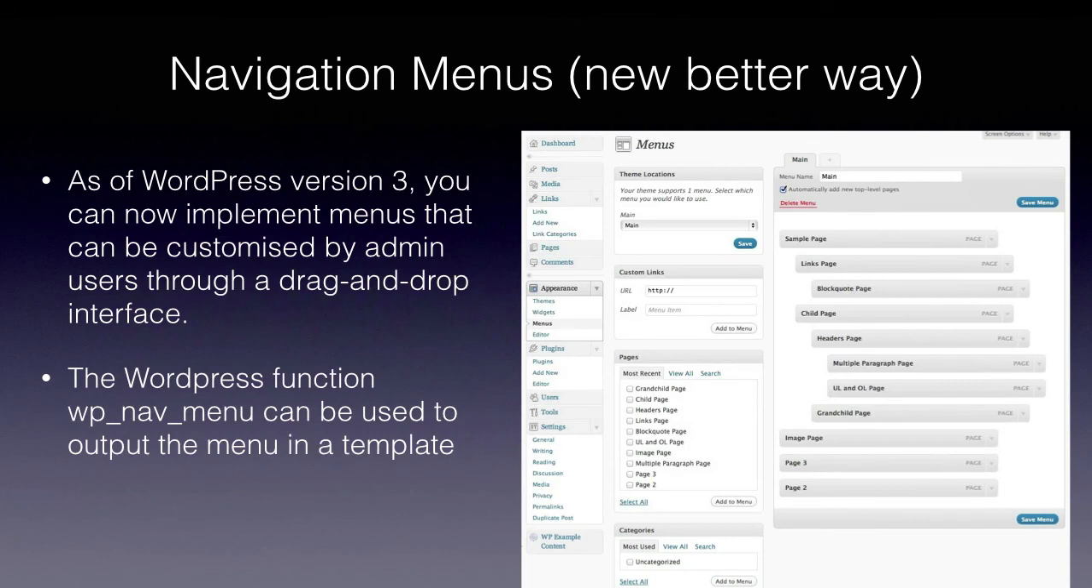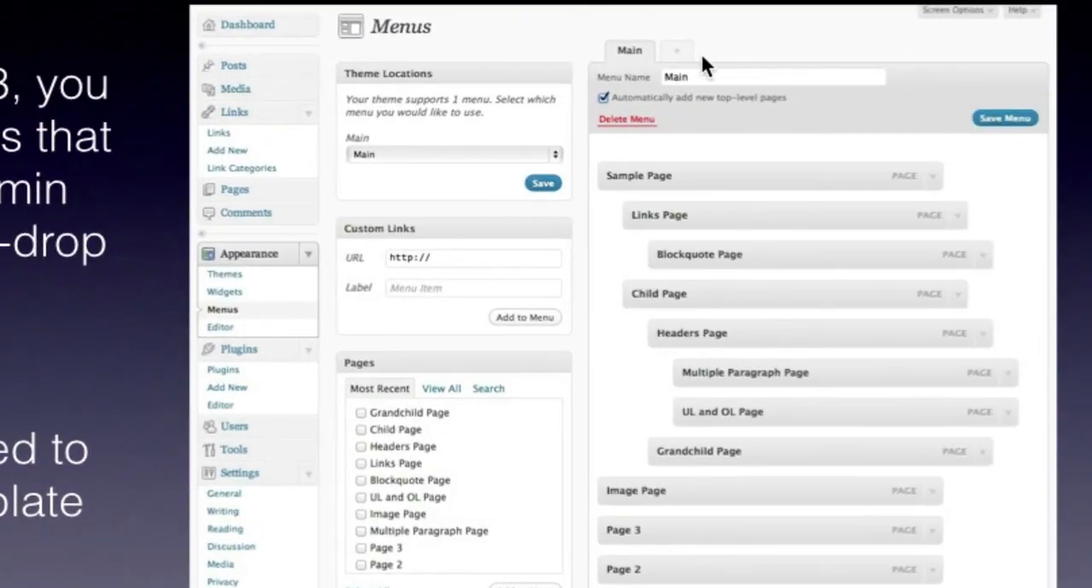As of WordPress version 3, you can now implement menus that are customizable in the admin interface with a drag and drop interface. It looks like this. You can create one or more menus, and then you can add to that menu any combination of pages or categories that you want, or even external links. And you can organize them in whatever hierarchy you want as well. So you can have menus with submenus and whatever else you want.